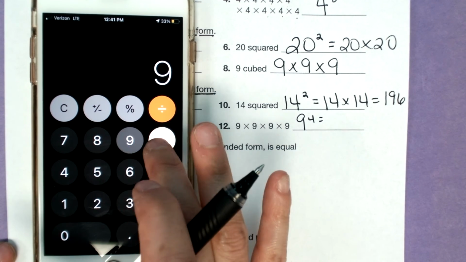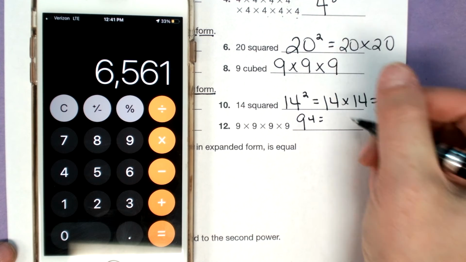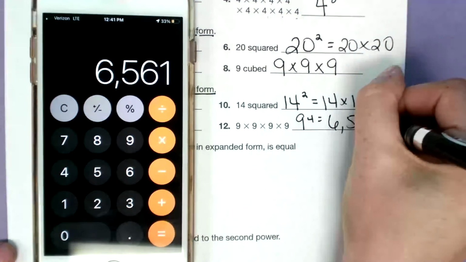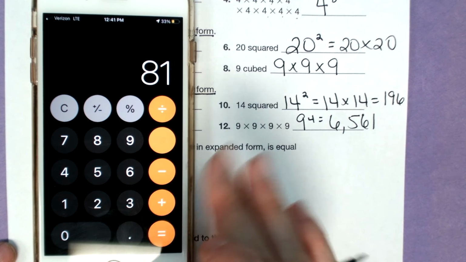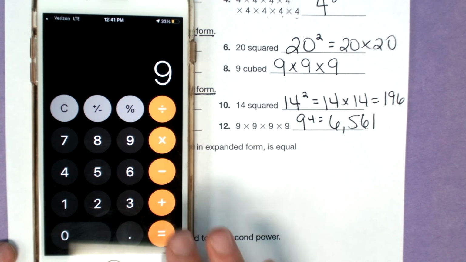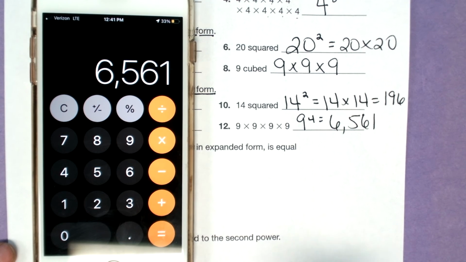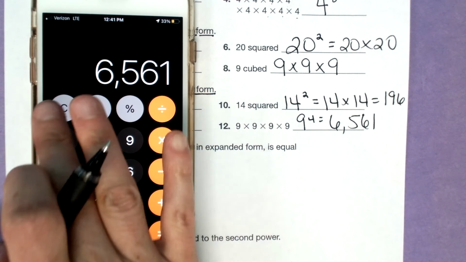All right, so the last one here, 9, 1, 2, 3, 4, 9 to the power of 4, and that's going to be 9 times 9 times 9 times 9. All right, I'm going to do it one more time to make sure I have the right answer. 9 times 9 times 9 times 9. 9 to the power of 4 is 6,561.